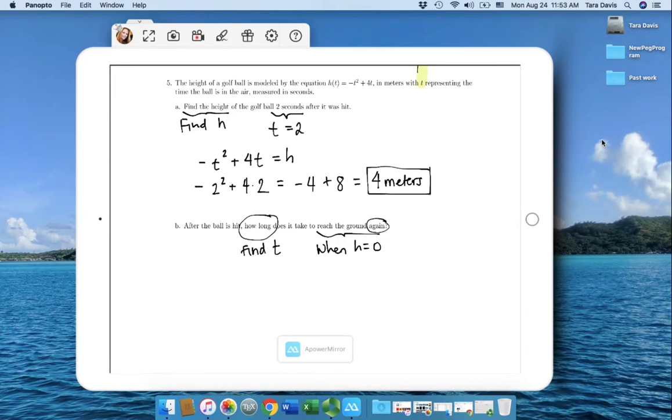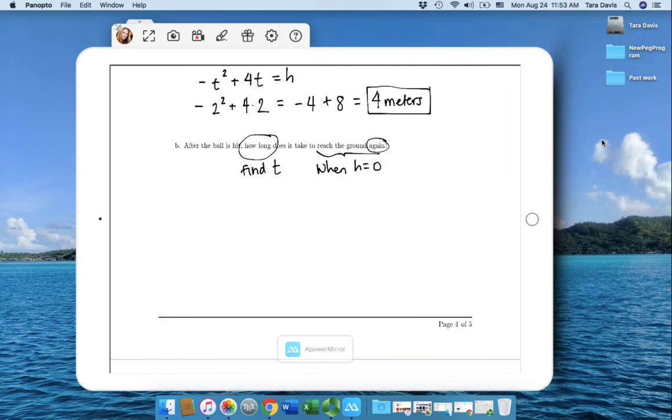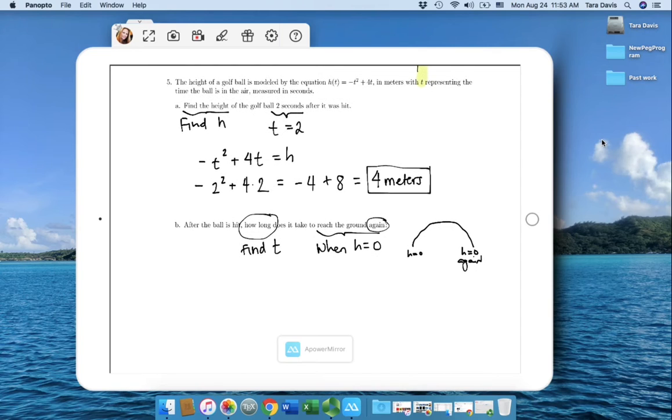We'll understand what it means again, but if you think about it, like you guys know, if you hit the golf ball, it's on the ground, it goes up, and then it comes down again, right? So basically there are going to be 2 times when h equals 0. H equals 0 at the very beginning, and then h equals 0 again at some point. That's the one that we're going to be looking for, okay?